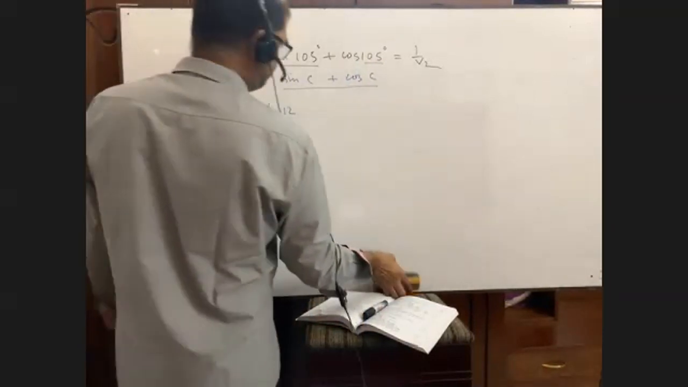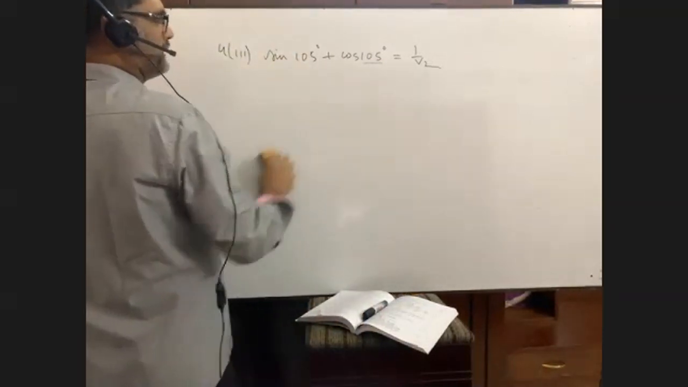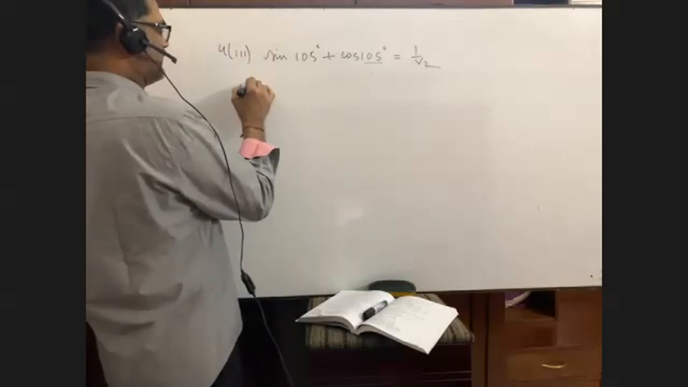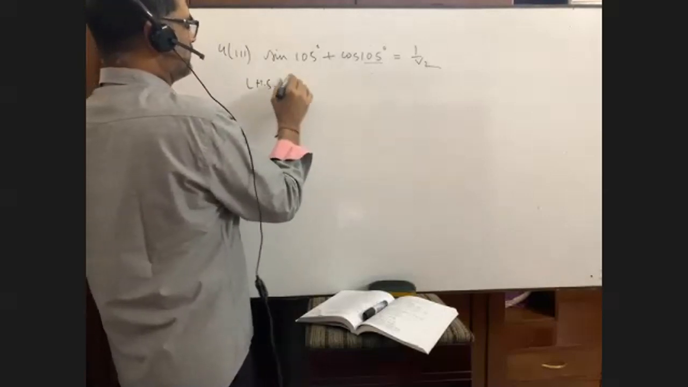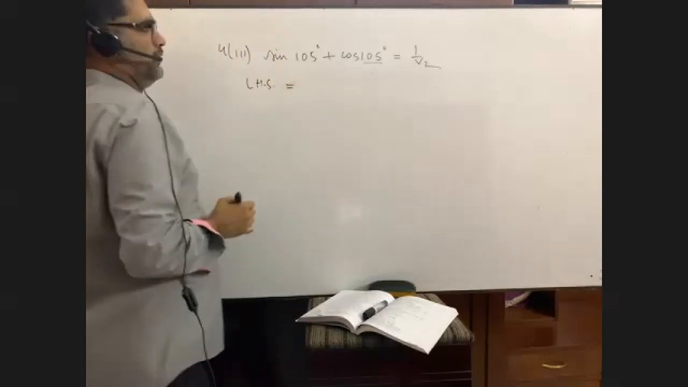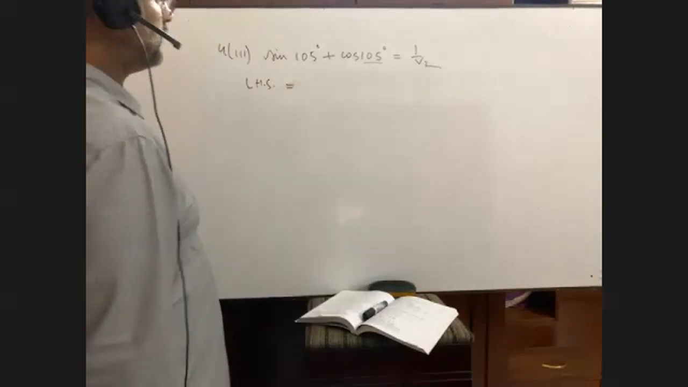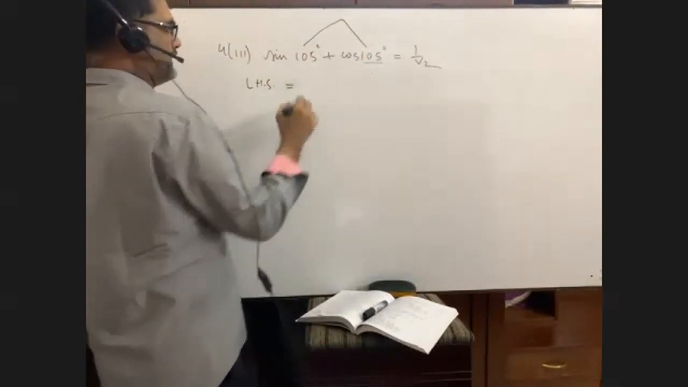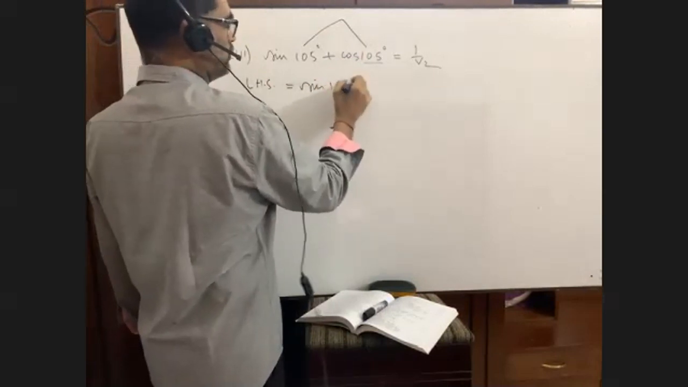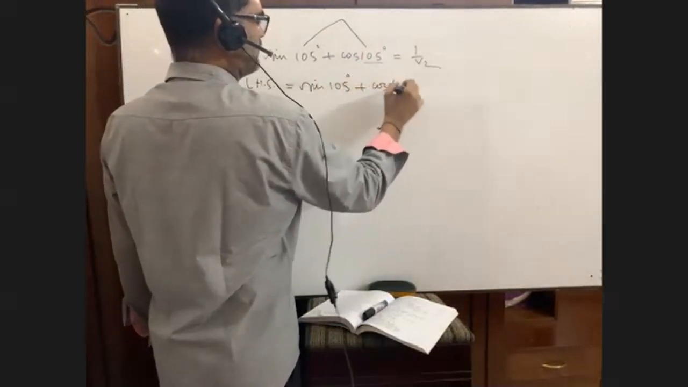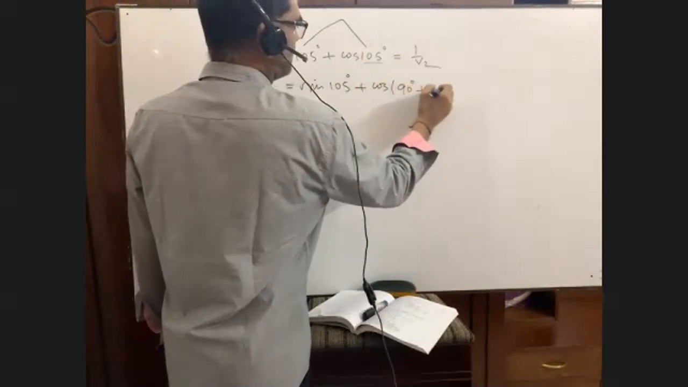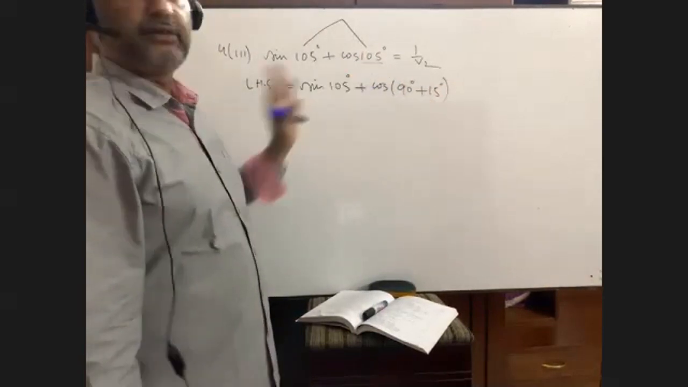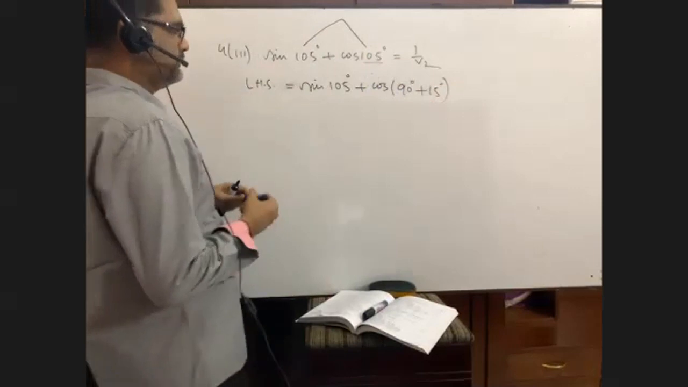Sir, let us try. Okay, I am giving you hints. You please write down the left hand side. It depends on you. Any of this is to be broken. That is sine 105 degree plus cosine 105 degree. What can be written? See, 90 plus 15. Can we do or we cannot? 90 plus 15 equals what? 105. Yes, sir.